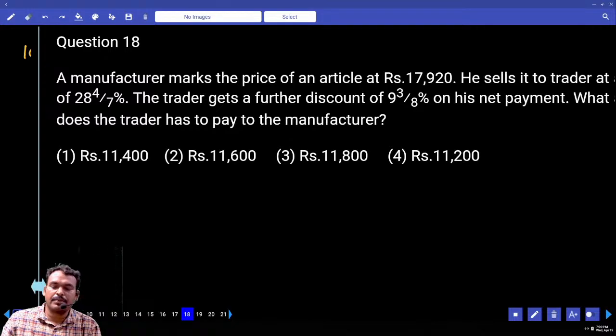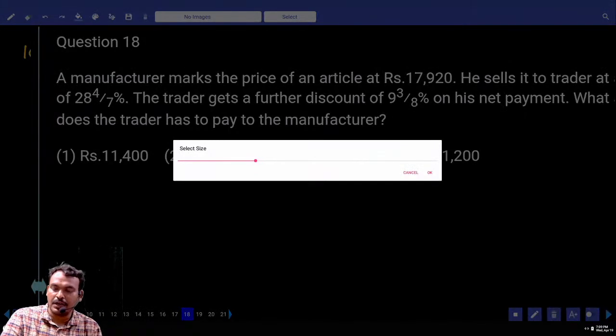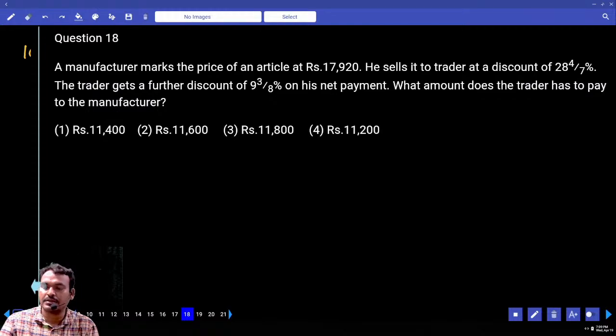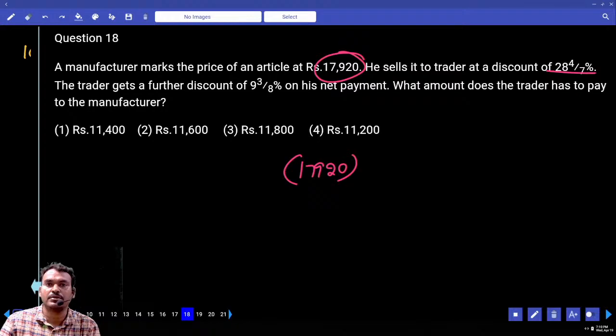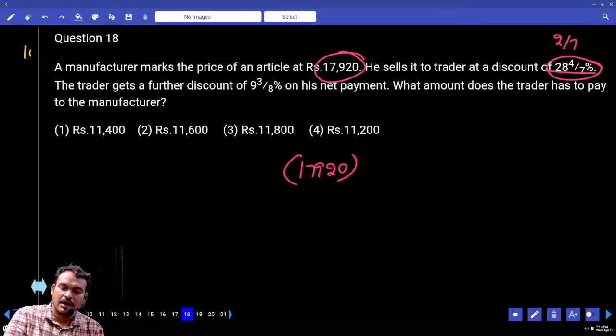A manufacturer marks the price of an article as 17,920. He sells it to a trader at a discount of 28 4/7%. The trader gets a further discount of 9 3/8% on his net payment. What amount does the trader have to pay to the manufacturer? Okay. What is the market price value? 17,920. In that, how much percent discount is offered? 28 4/7%. 28 4/7% means what is the fraction? 2 by 7. What is the meaning? Out of 7 parts, how many parts are discount? 2 parts. After discount, it will be 5 by 7 parts.